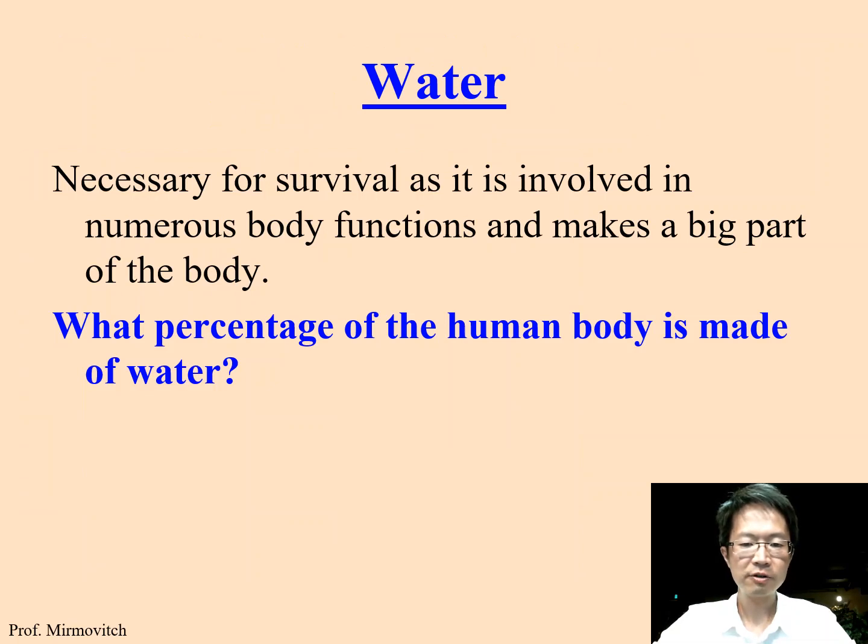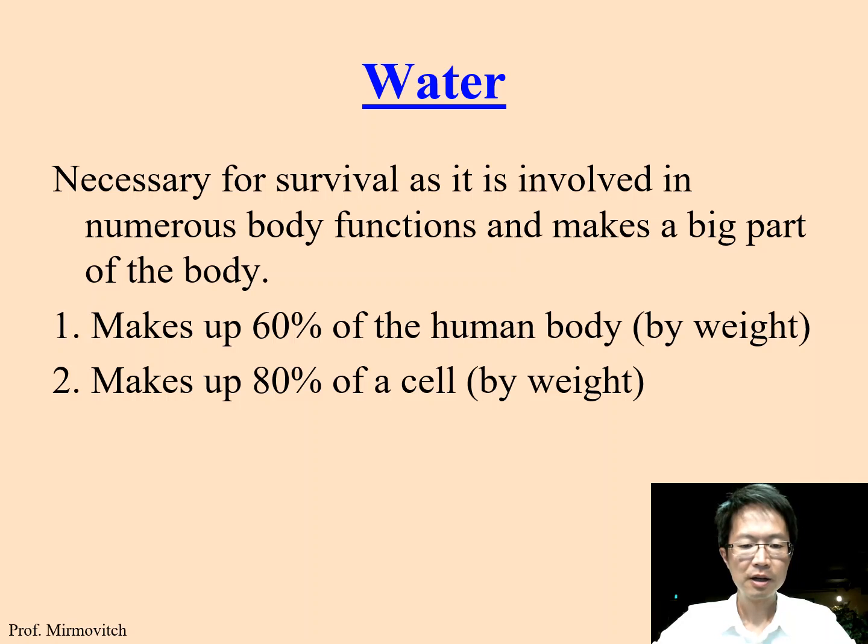Water is necessary for survival because our body is made up of mostly water. The question is, do you know what percentage of the human body is water? It's approximately 60% of our human body and 80% of the cell. 80% of the cell is water because it is mostly in the cytoplasm. Cytoplasm contains mostly water, and we'll talk about the cell structure later.